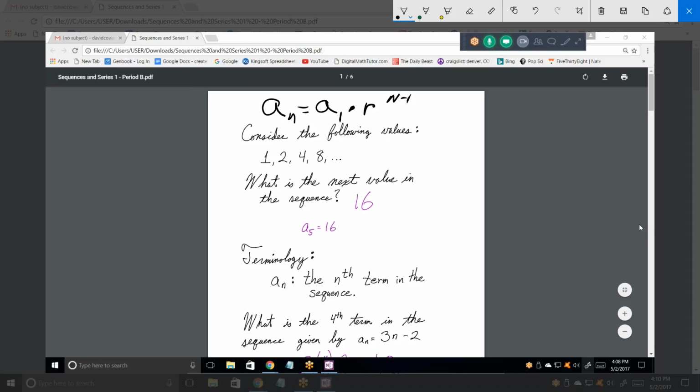Okay. Now, what's the next value? Clearly 16. And a sub 5, notice, in other words, a sub 5 is equal to a sub 1 times the common ratio to the fourth power. Well, that's 16.